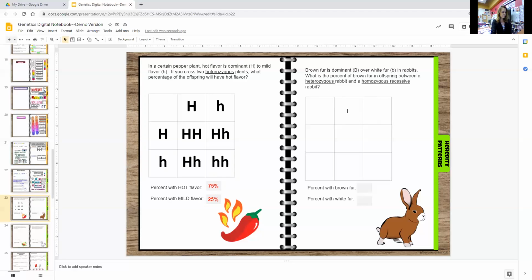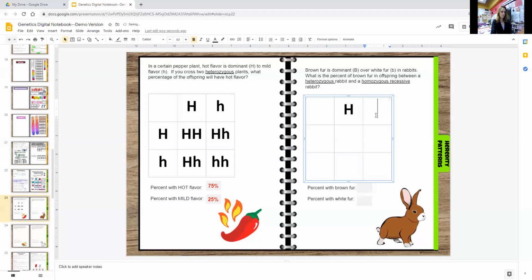So heterozygous, I'm going to put that one up top, 1 dominant, 1 recessive. And then homozygous recessive, so homozygous meaning 2 of the same. Recessive means they're both lowercase, they're both recessive. So little b, little b. And then again, I'm going to bring my dominant allele straight down. And I'm going to take my recessive alleles, my little b's, and take them right across.